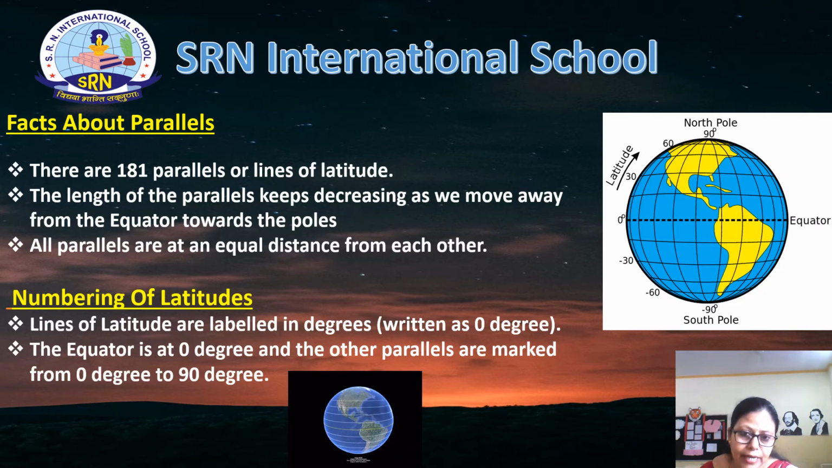The equator is at 0 degree. The other parallels are marked from 0 degree to 90 degree. The North Pole is written as 90 degree north. The South Pole is written as 90 degree south. There are 90 parallels in the northern hemisphere and 90 parallels in the southern hemisphere. The parallels are drawn at an interval of 1 degree.